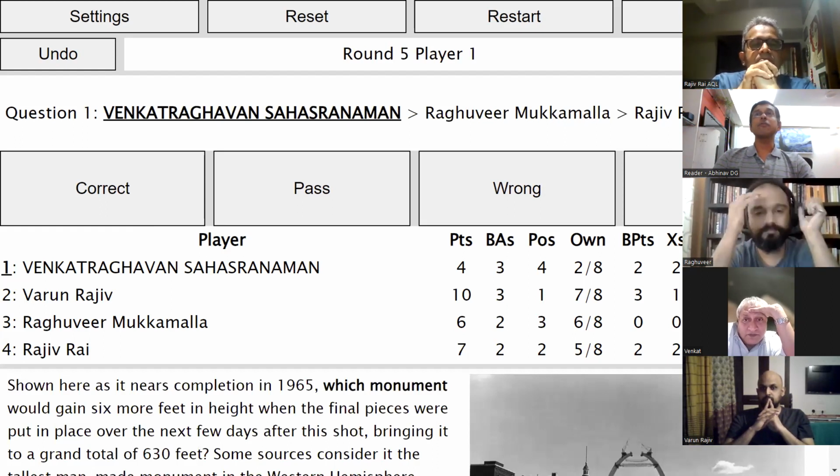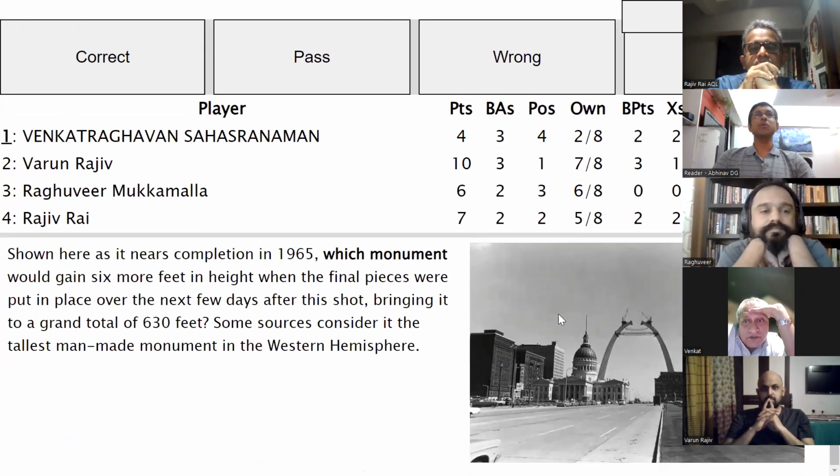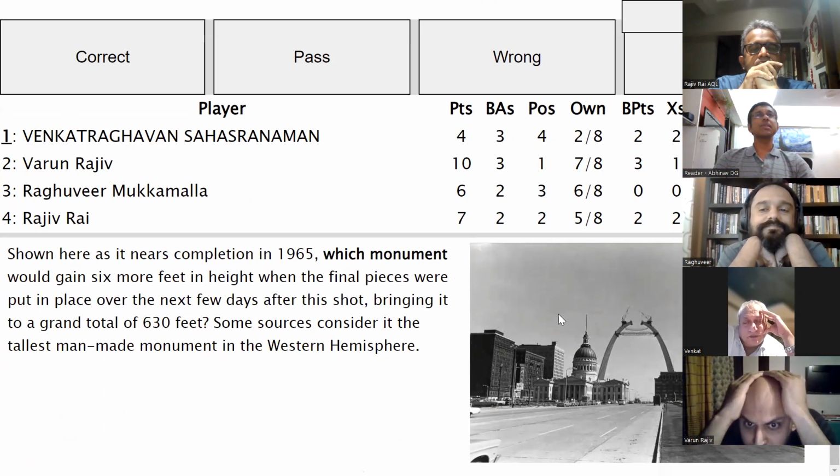Hmm. Okay, halfway through and on to round 5. Venkat, shown here as it nears completion in 1965, which monument would gain 6 more feet in height when the final pieces were put in place over the next few days after this shot, bringing it to a grand total of 630 feet? Some sources consider it the tallest man-made monument in history.